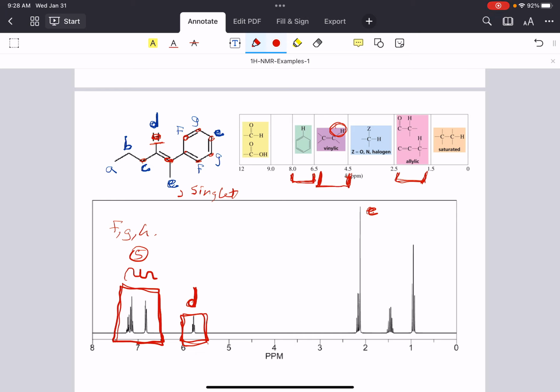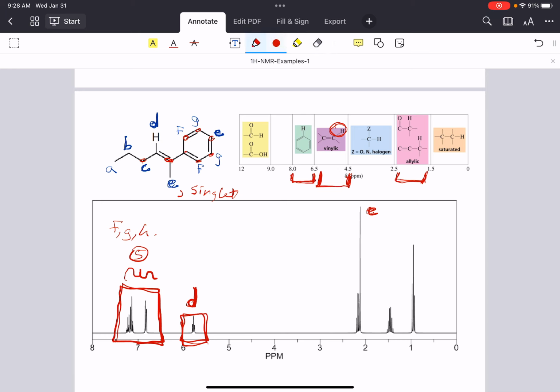All right, so next we have C. C is another one that's in an allylic position, and its splitting, I would expect to get 1 signal for those 2 hydrogens plus 2 neighbors. So I should expect for this, actually it's plus 3 neighbors, right? I have C.